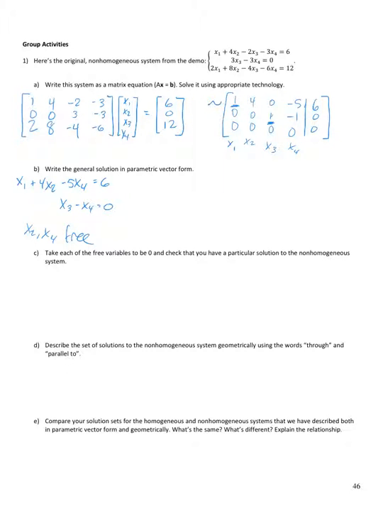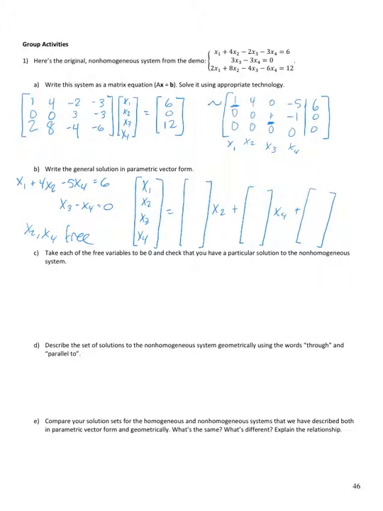Okay, so to write this in parametric vector form, my solution is a vector x1, x2, x3, x4 equals. And I'm going to have a vector for each free variable. And then I might need to add one more vector to hold any constants that don't have a variable attached to them. Okay, so I'm looking at x1 to start.